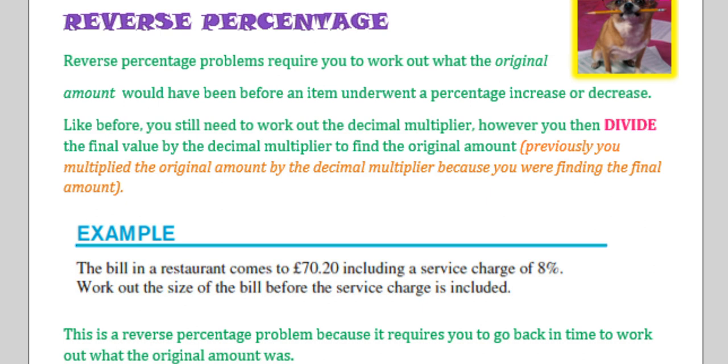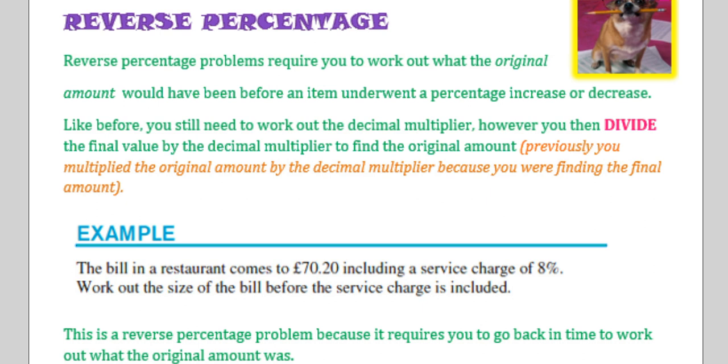Here, we're doing the reverse step. You need to work out the old value. So you take the new value and you would divide by the decimal multiplier because the opposite of times is divide. So you do the opposite.